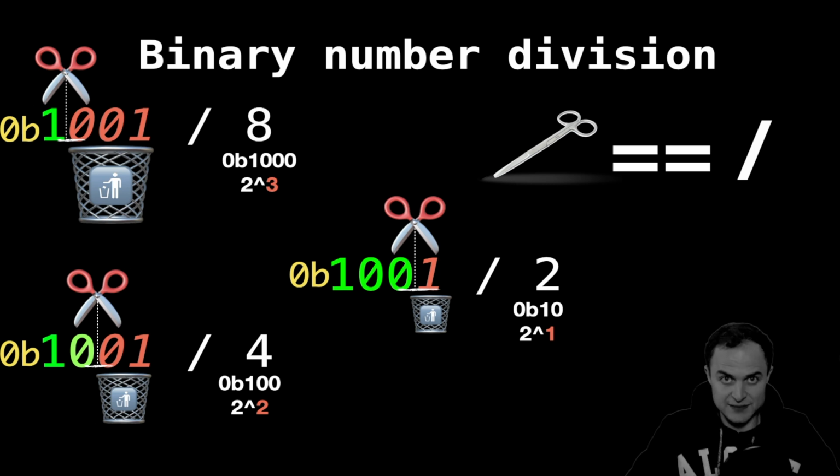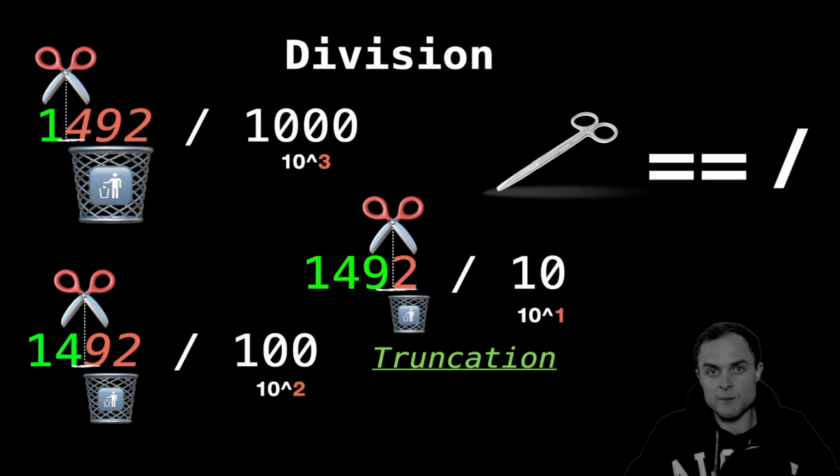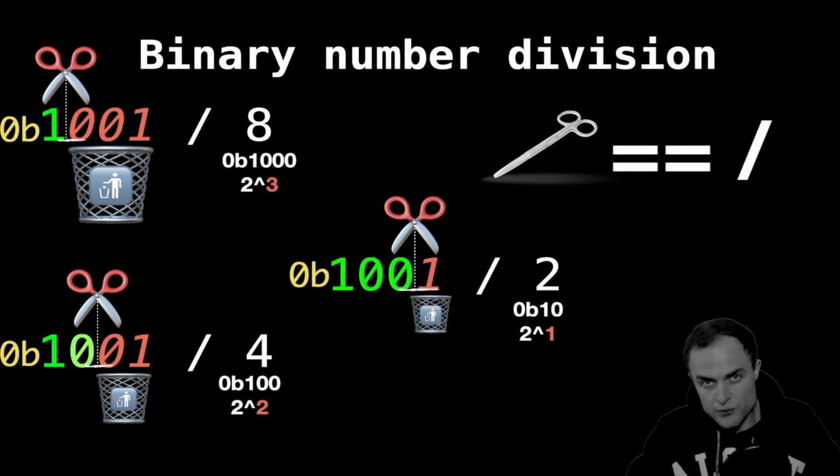It's like cutting them. Exactly like in base 10. If I divide it by 1000, I remove 3 digits. If I divide by 100, I remove 2 digits. And if I divide by 10, I remove 1 digit. Basically, it's very easy. In base 10, you have powers of 10, while in base 2, you have powers of 2. You have 2, 4, and 8.